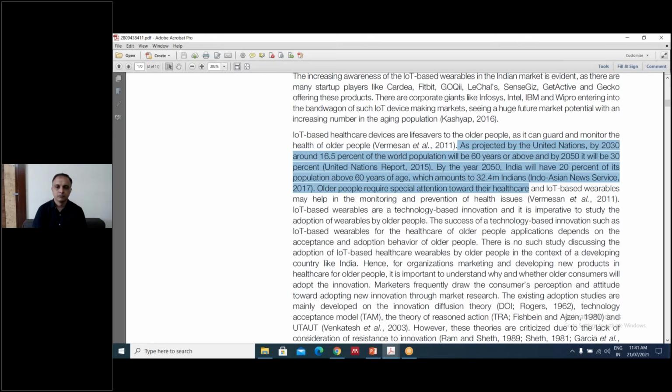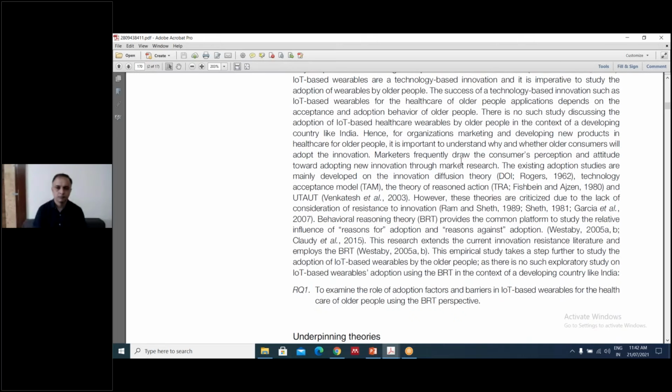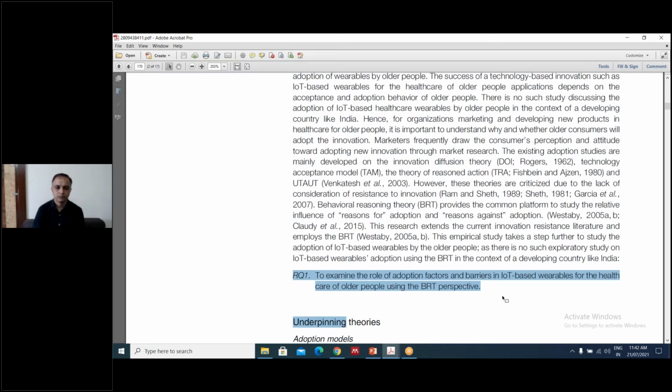It is going to talk about the adoption factors and the barriers for these wearables for the healthcare of elderly people. And obviously the theory I'm going to use is IRT. As Aditya had also mentioned, I have to give a sound grounding for why I am not using theories like TRA, TPB or UTAUT.